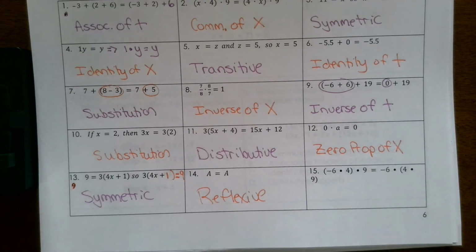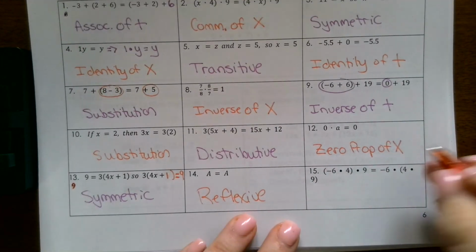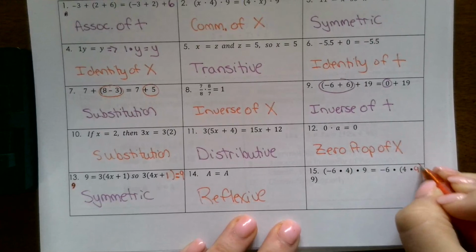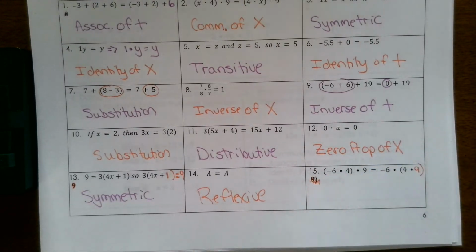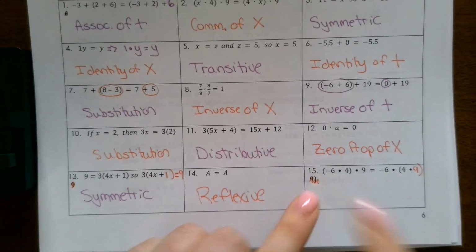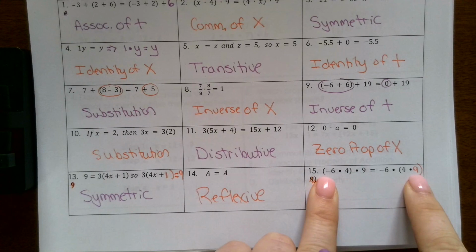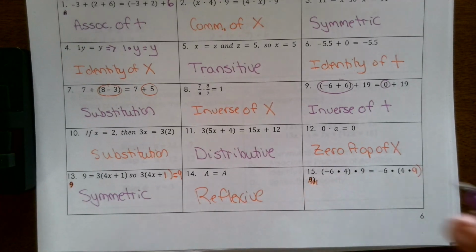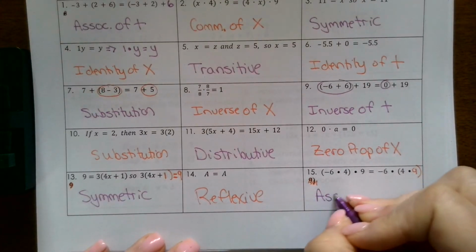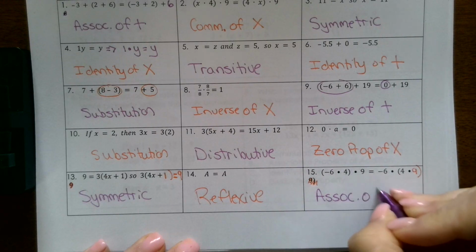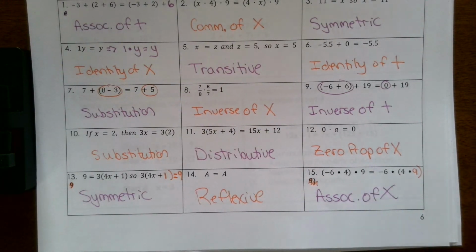And finally, let's fix this first. I have negative 6 times (4 times 9). I have parentheses. Let's see if my groupings are different. The negative 6 and 4 are in the parentheses here. The 4 and the 9 on the other side. So it is associative, and it's associative of multiplication. That's it for this video.